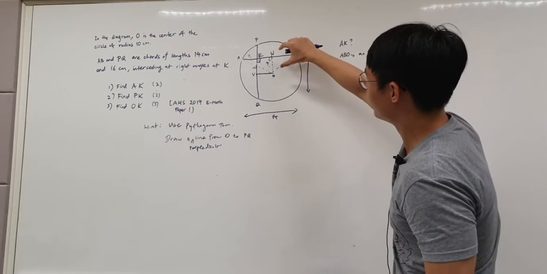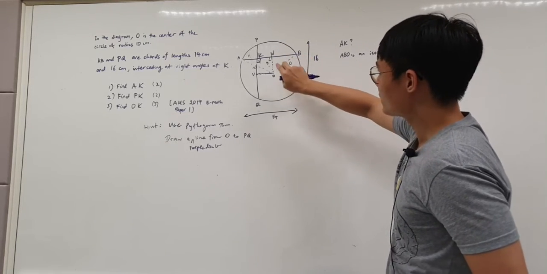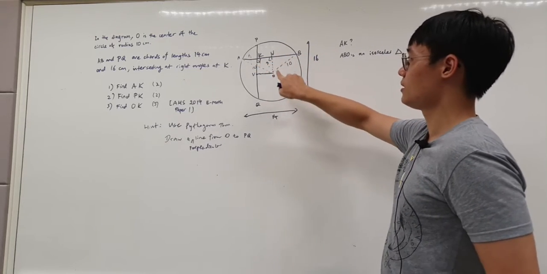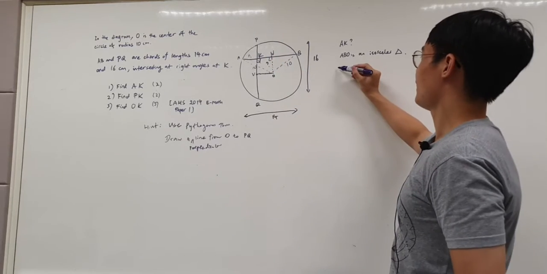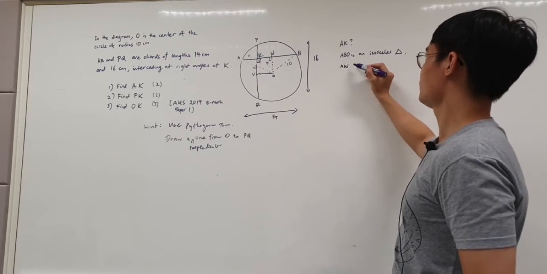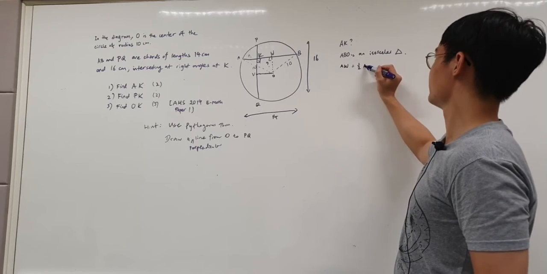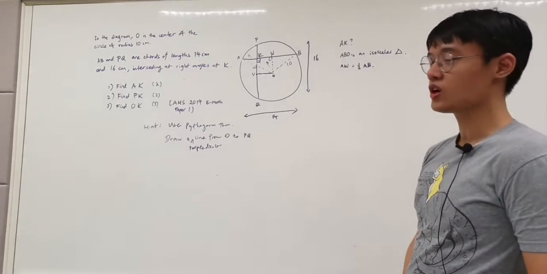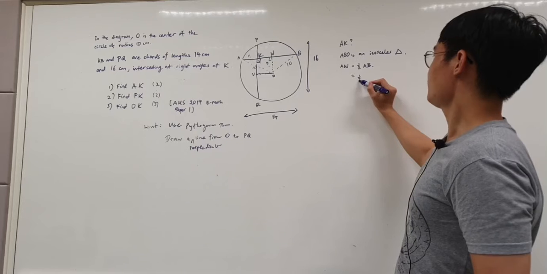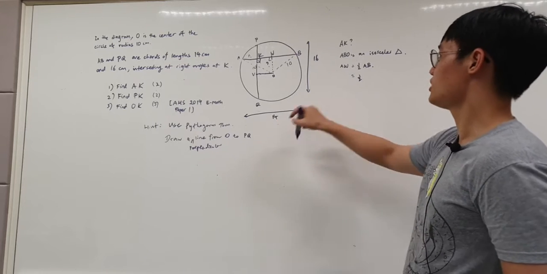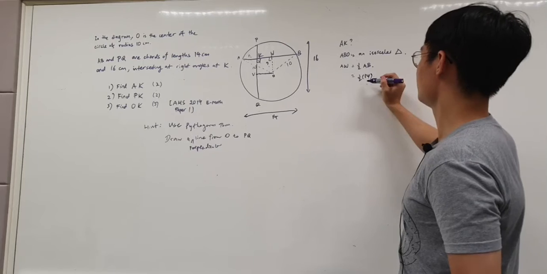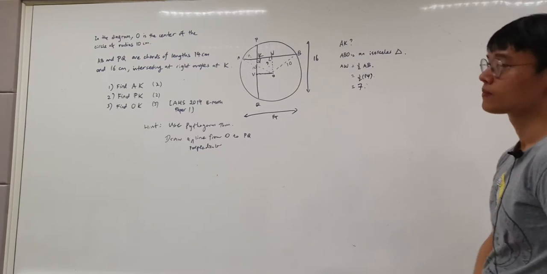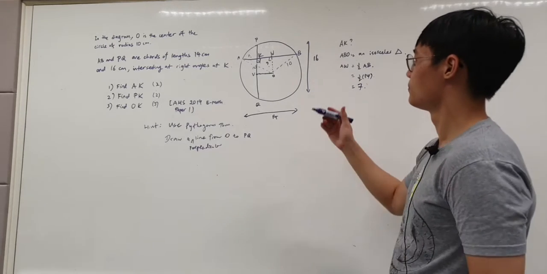That means that AOW is half of this isosceles triangle. And this gives us AW equals half of AB. Correct? AB is 14, so half of 14 is 7. So now we got AW.